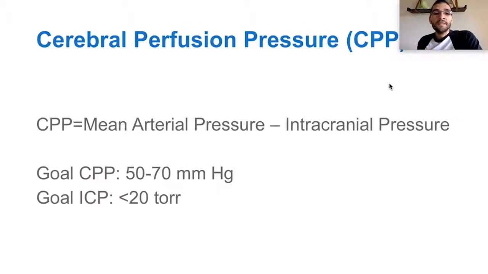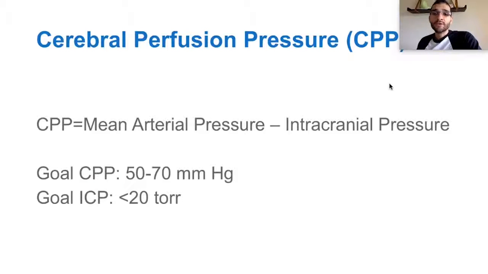Now, CPP in the form of this formula is only correct if your CVP, or central venous pressure, is below your ICP. If your CVP is higher than your ICP, then your CPP would actually be your mean arterial pressure minus your central venous pressure. So what is the normal intracranial pressure?